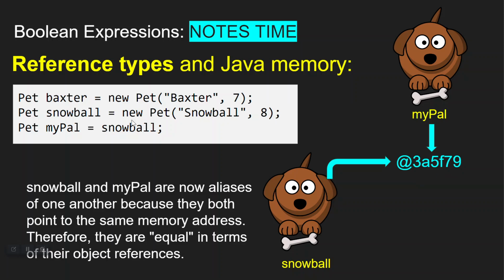So when you see program code like this, when you see objects of a class being instantiated, and then you have another object of a class, and it's set to be equal to one of those previous objects, you've just created an alias for those objects. And we would say, therefore, my pal is equal to Snowball because they both refer to the same address in Java memory. So that's an important distinction to keep in mind.